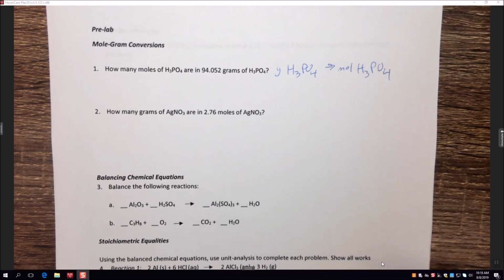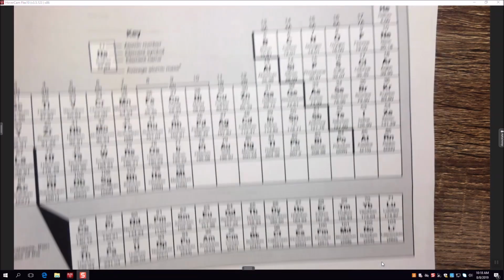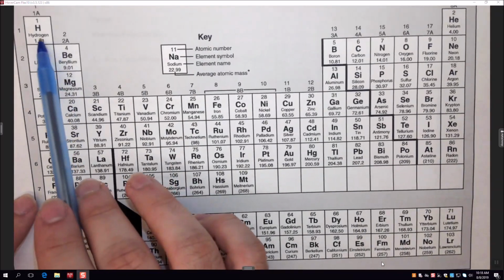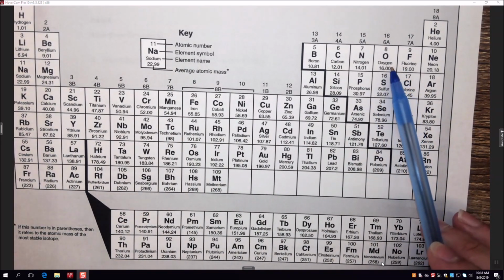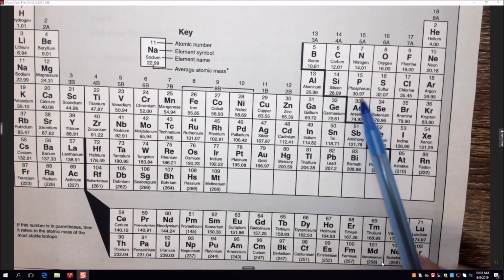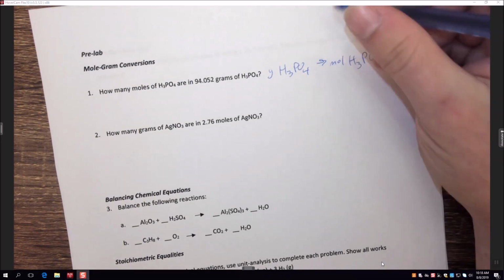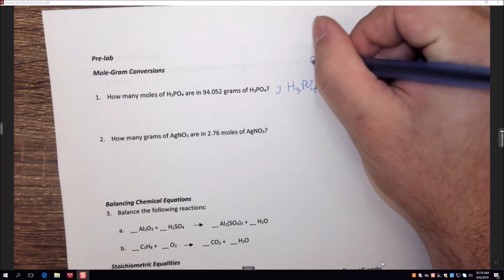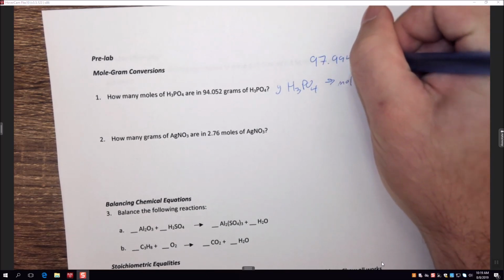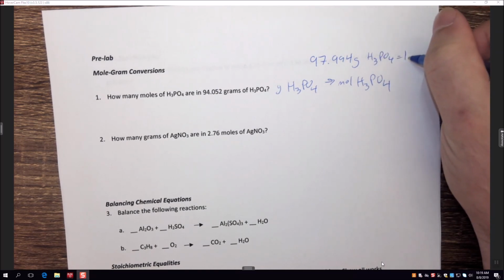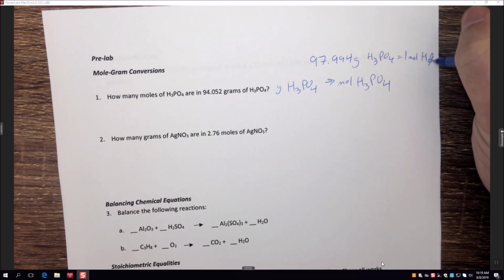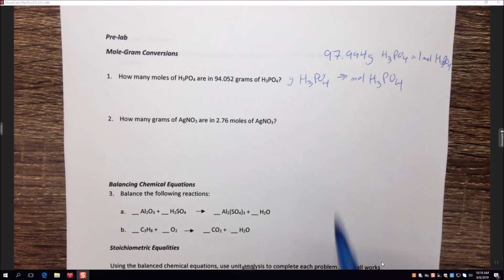Anytime we want to go from grams to moles, we need a molar mass. So we're going to have to figure out the molar mass of H3PO4. If we look at our periodic table and we do 3 H's plus 1 P plus 4 oxygens, so that's 16 times 4 plus 30.97 plus 3 times 1.01, we find that the molar mass of H3PO4 is 97.994 grams. So that many grams of H3PO4 is equal to 1 mole of H3PO4. So now we can convert from grams to moles.